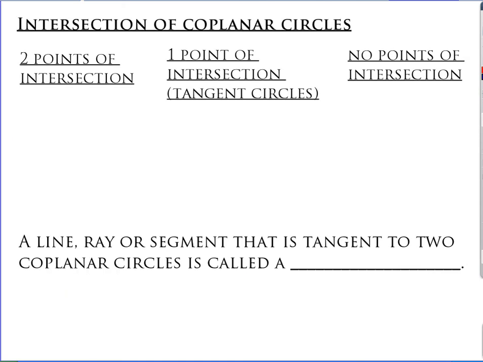We're going to look at the intersection of circles, coplanar circles. We can talk about the different ways that circles can intersect, or cross over each other, or touch each other. So we can have 2 points of intersection. What would that picture look like if I had a circle that crosses at 2 points? There's a circle. If I draw another circle that crosses it in 2 points, it's just going to overlap. It'll look like a Venn diagram, right? And it crosses here and here. So they touch at 2 points. They intersect at 2 points.